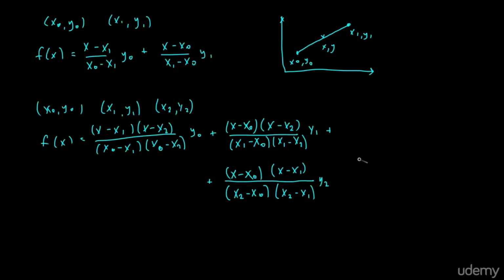If we now draw the picture for this setup, we have this point x, y, which lies on a curve going through these 3 points. Essentially we have some sort of parabolic curve going like this, and we know that this point is x2, y2, some point here is x1, y1, and this will be x0, y0.